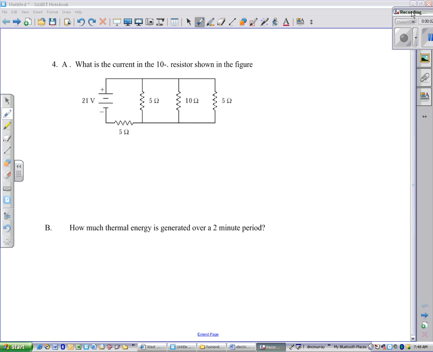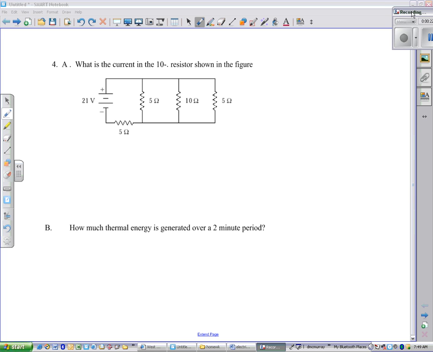Hey there, physics fans. What I have for you is an electricity question here. This question is actually a little bit complex. It really makes us think. It requires that we understand differences between parallel and series circuits, and then it also really makes us think about where the current or the electricity is flowing.